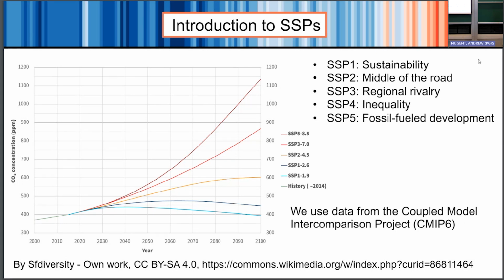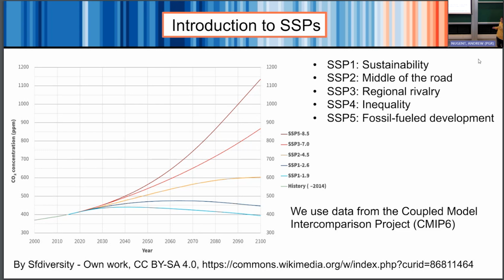SSP3 is a slightly worse case. This is regional rivalry, so countries are competitive over resources and are increasingly carbon-based. SSP4 is inequality, where inequality across countries and within countries is quite extreme. And then finally, there's SSP5, where, although countries work together quite well, there's a lot of use of carbon, the fossil fuels and things like that.